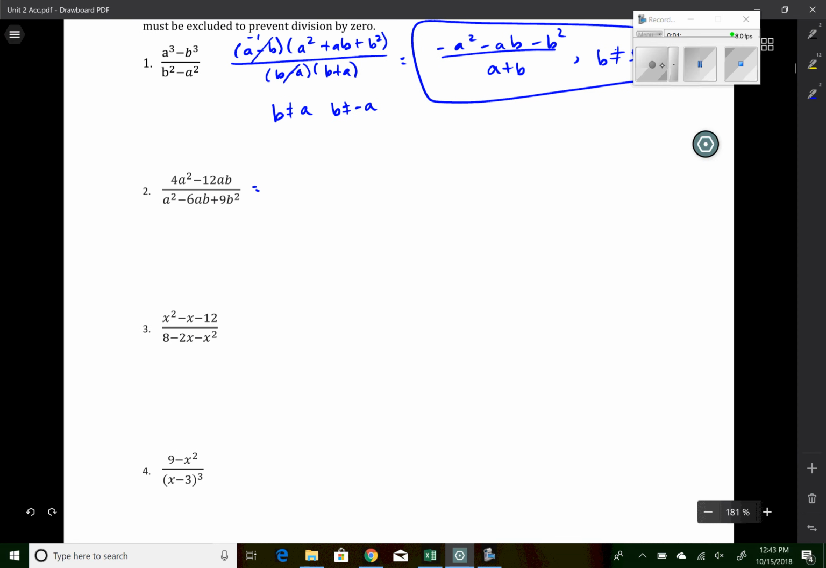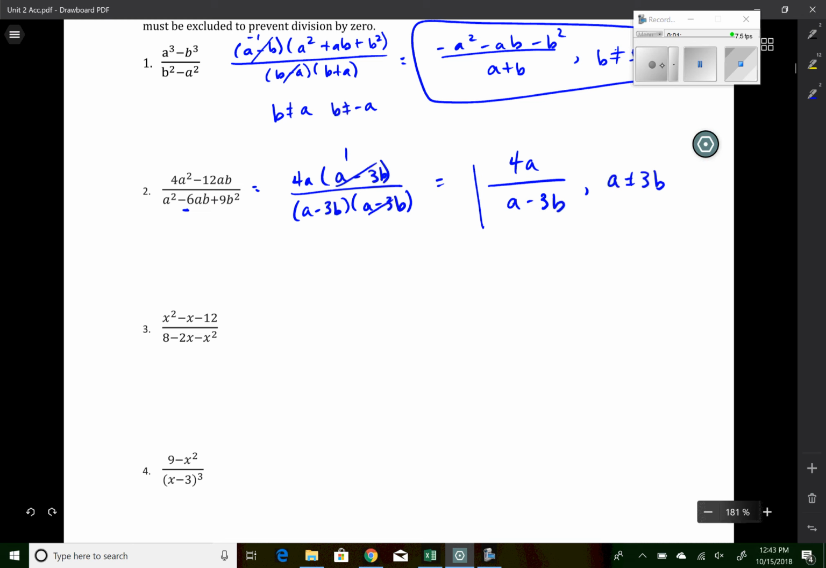For number 2, in the numerator, I see a GCF of 4a, which leaves us with a minus 3b. In the denominator, what multiplies to 9 but adds to make negative 6 is going to be minus 3. Notice both negatives because it's a negative 6. And I notice that these are going to reduce to 1. So my final answer is 4a all over a minus 3b, where a cannot equal 3b. Notice there's only one undefined value because those two are the same.